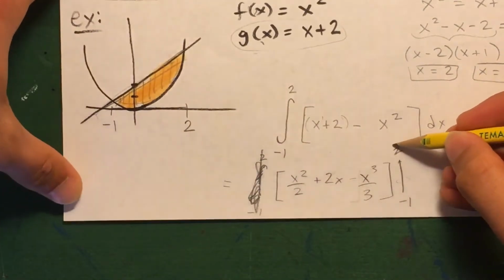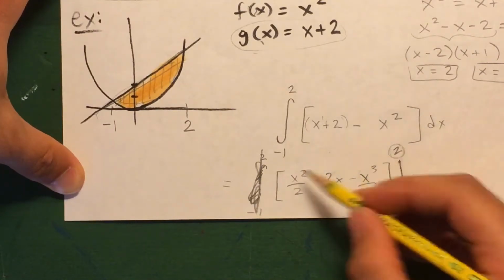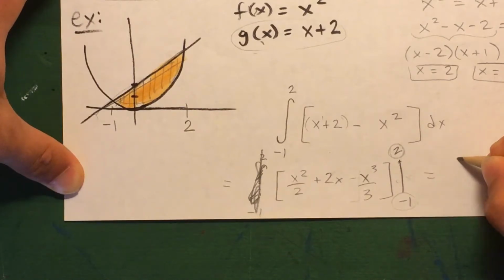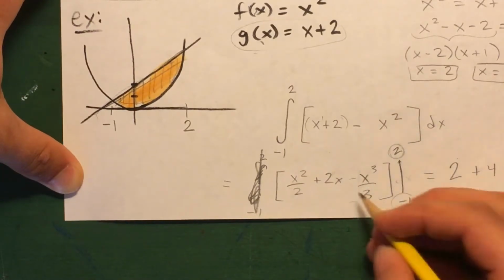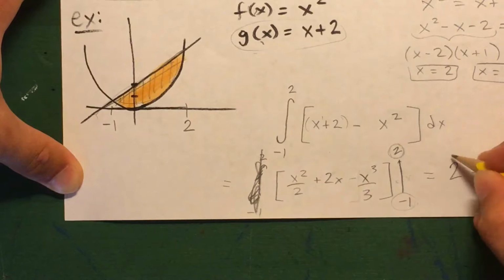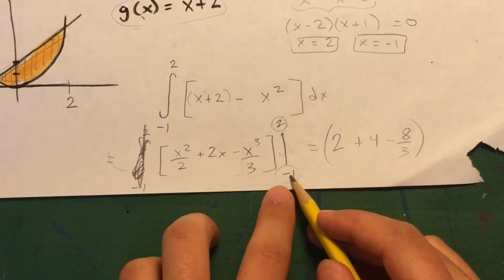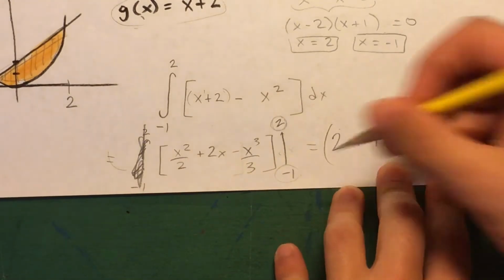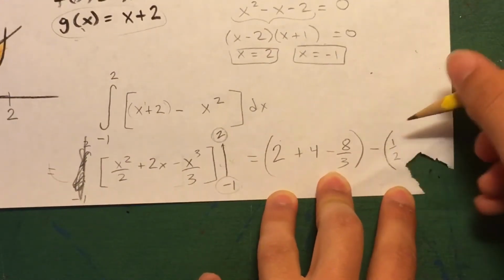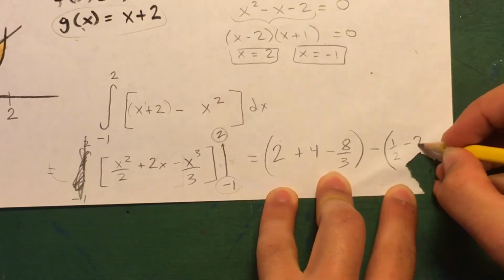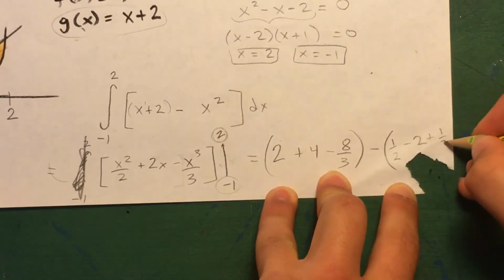Okay, so we substitute 2 in for x, and then we subtract what we get when we substitute -1. Putting in 2, that's 2 squared is 4, over 2, that's 2, plus 4 minus 8 over 3. Now we subtract what we get when we substitute in -1. So minus, and you put in -1, you get a half, and then substitute -1 here, so we get -2. Then -1 cubed is -1 over 3, and with the minus, that's plus 1 over 3.